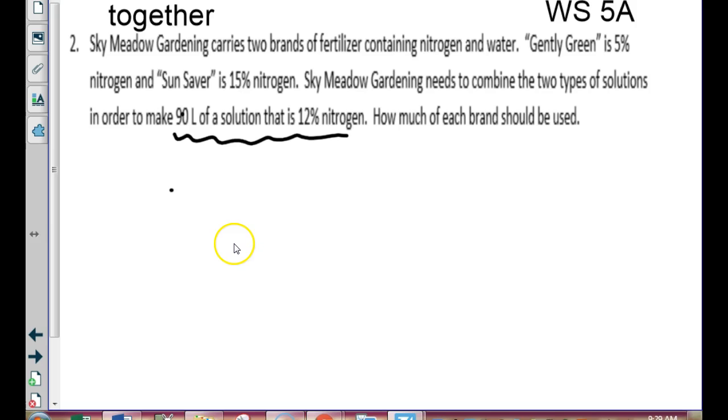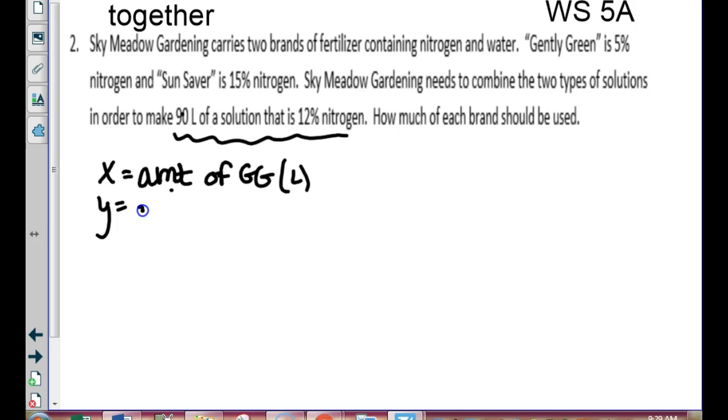We could set this up with a table, or we could just set this up as a system. What are the 2 things we need to know? Okay, so in the end, it's how much of each of these that we're going to use, right? So amount of Gently Green, which is actually liters of solution, and liters of Sun Saver.